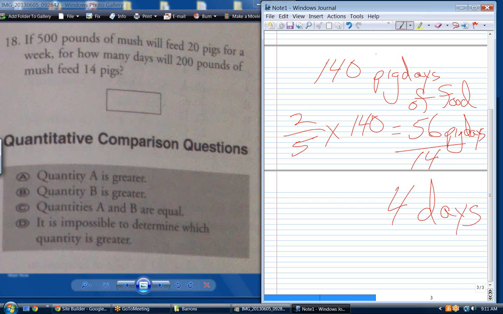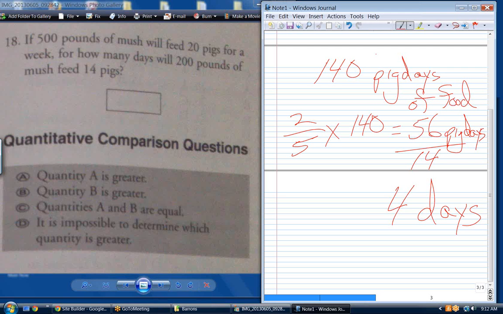Let's see if they did that any differently in the book. No, that's exactly how they did it. Again, it's that same concept of boy minutes worth of work or pig days worth of food. In other words, if you have 140 pig days worth of food, you could feed 140 pigs for one day, or you could feed one pig for 140 days.